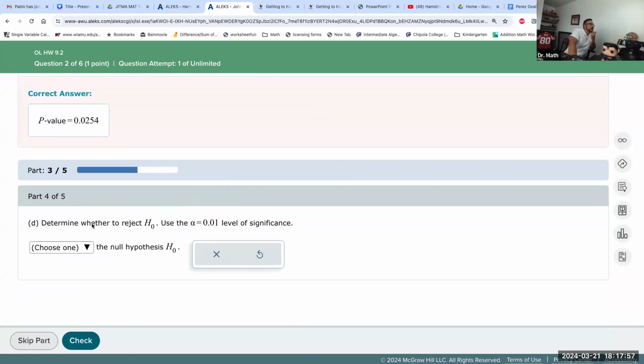Determine whether we reject H naught. So this is another good question, right? How do we determine whether you reject your null hypothesis or not? So just in case you missed it, if P is less than alpha, that's when you reject H naught.